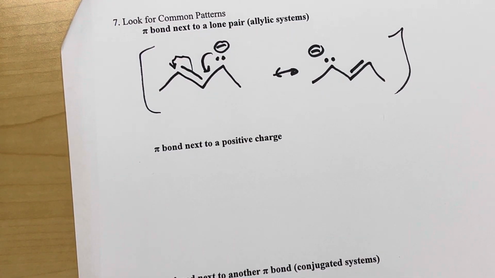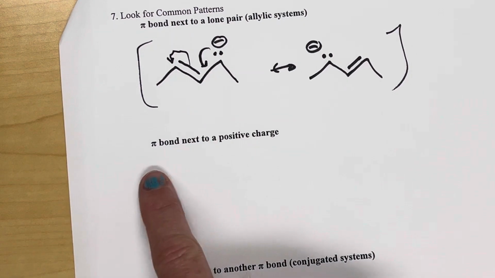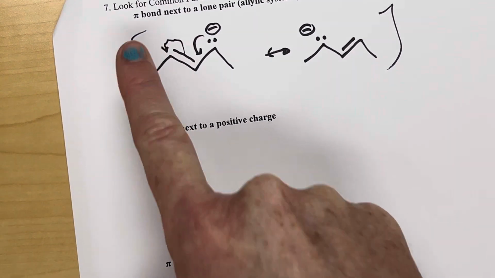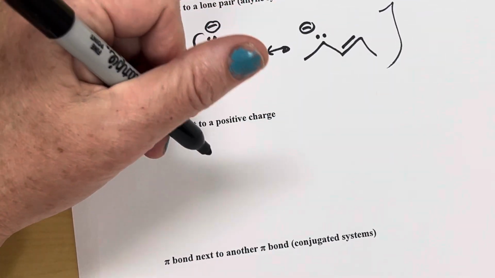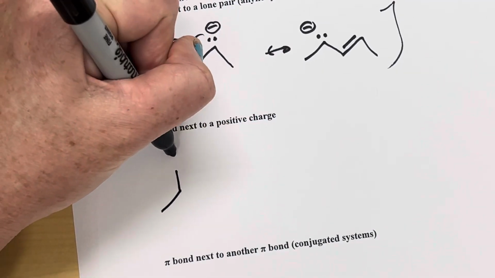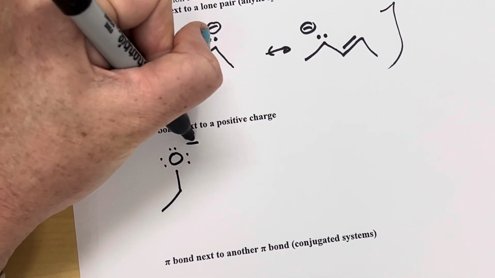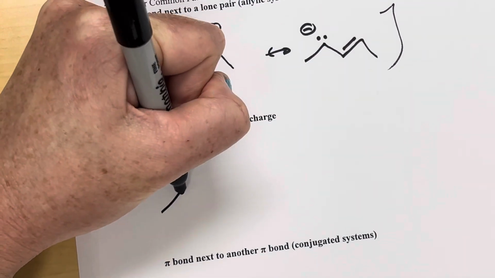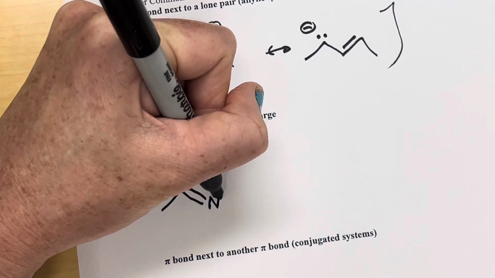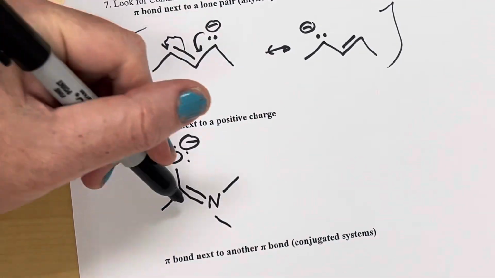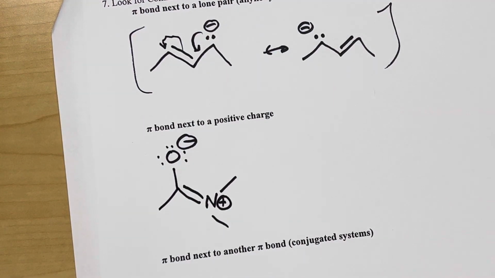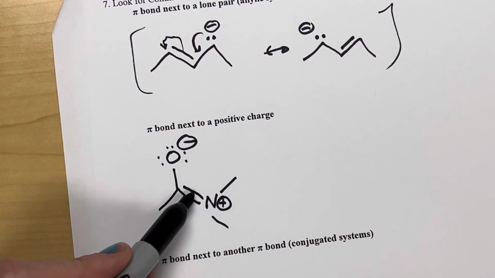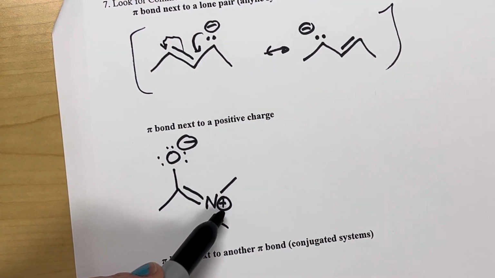Okay, the other thing, pi bonding next to a positive charge. Pi bonds are like double bonds or a triple bond. So if you have a double bond next to a positively charged atom, let's say I've got some kind of double bond to an N here. And anytime N has 4 bonds, it's positively charged. So we have a pi bond here, and it's next to this positive charge.